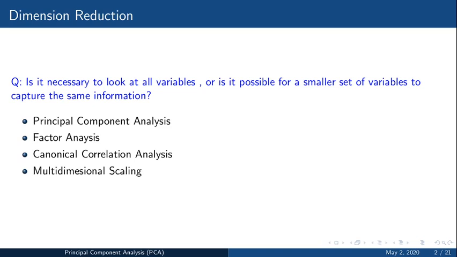Another method is factor analysis, which is commonly used in psychometric analysis. Then we have canonical correlation analysis. In the next video we will be discussing canonical correlation analysis. Another method is multidimensional scaling.